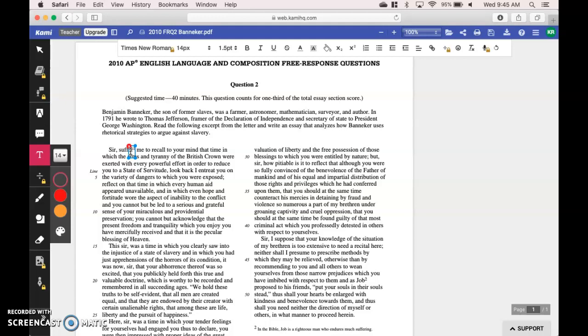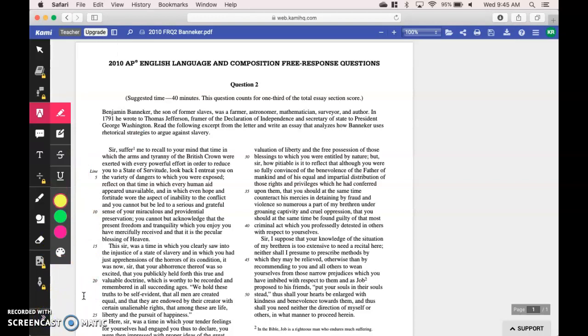So just be patient with me. I'm using an annotation tool for the first time here, and I am not skilled at it. So let's go ahead and read the prompt. As I read, I'm just going to highlight a few things and then go back to them.